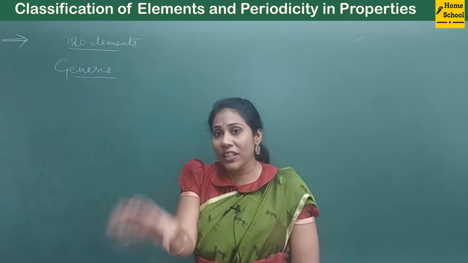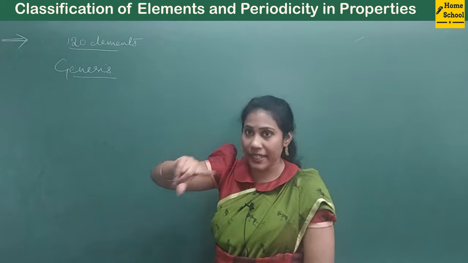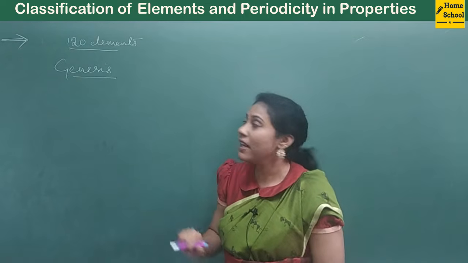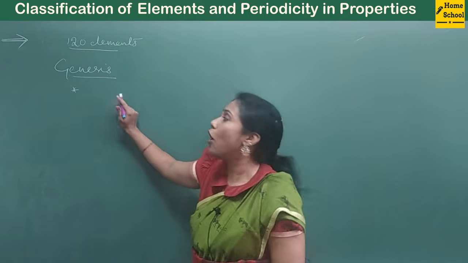Before that we had so many periodic tables, and what were they? We are not studying all of them. I told you already, right? We are studying only 4 periodic tables. That's important. The first one is Dobereiner's law of triads.